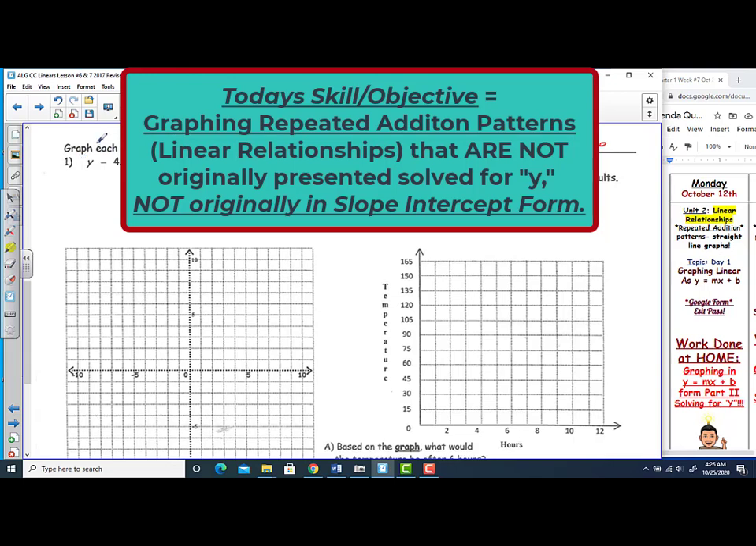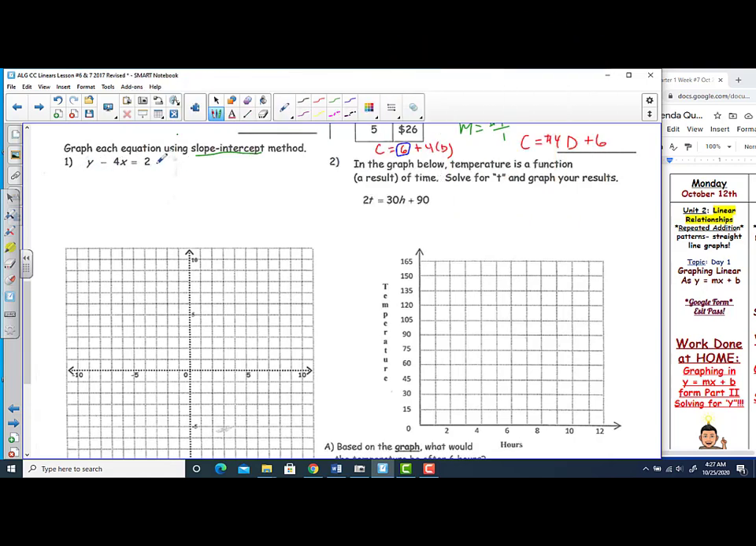For question number 1 in today's specific skill, we're going to be continuing graphing linear relationships in slope-intercept form by identifying the 2 most important variables m and b and then applying them to a pictorial representation of the repeated addition pattern. And the most important thing you're going to have to learn today is that in order to graph in slope-intercept form, your equation has to be in slope-intercept form. You have to do what we call solve for y.